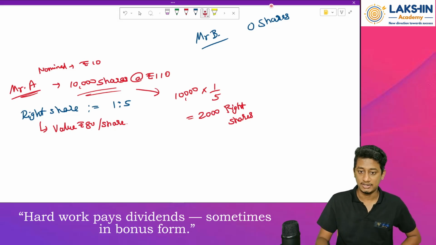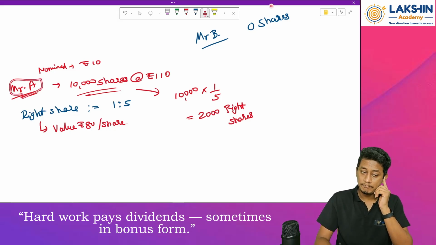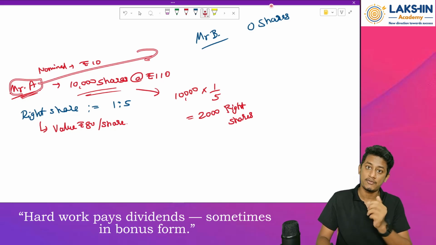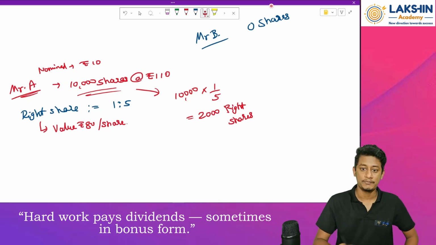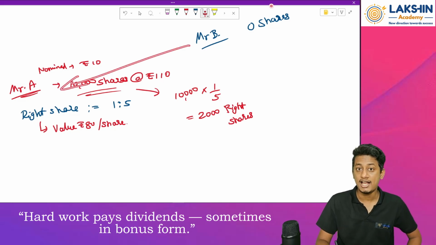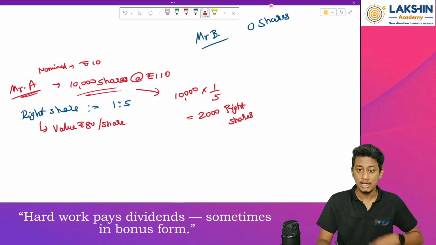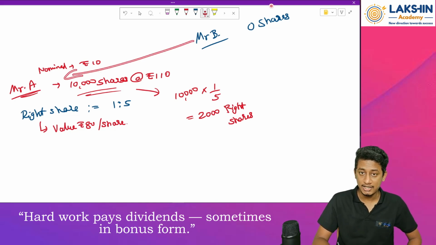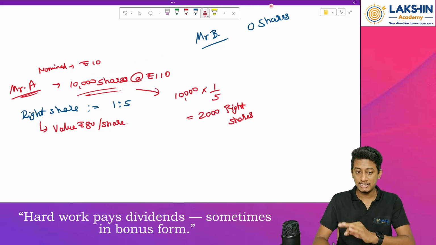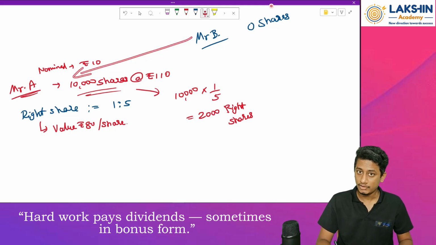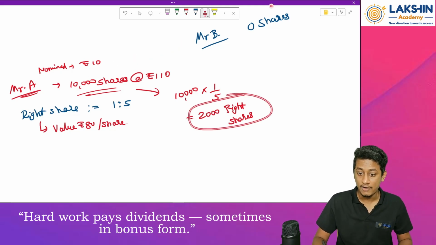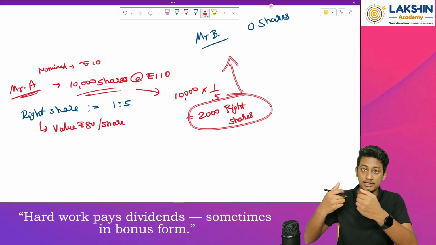So now what happens? Will Mr. A give the shares out to Mr. B on a free basis? No, he will charge something. He will charge some amount from Mr. B. Okay, how to compute that I will tell you further. But he will take some money from Mr. B for the rights which he has foregone.